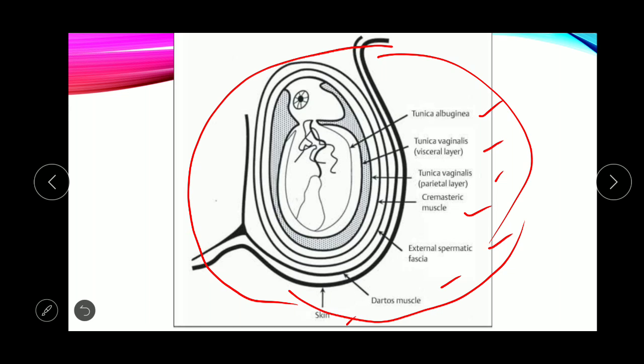There are n number of layers. You can see tunica albuginea, tunica vaginalis, there are two layers, visceral and parietal layer, cremasteric muscles, then external spermatic fascia, dartos muscle and skin. Okay, no need to remember all these things, just have a brief idea about this.